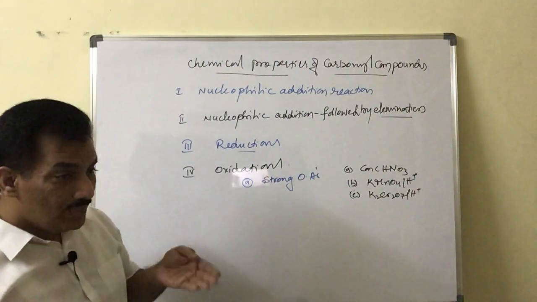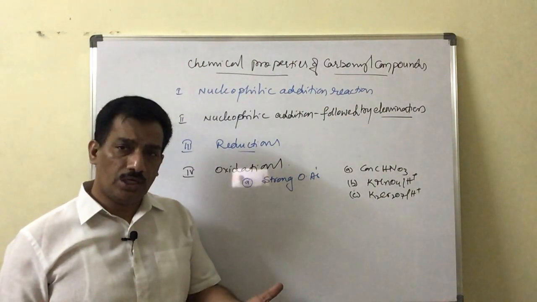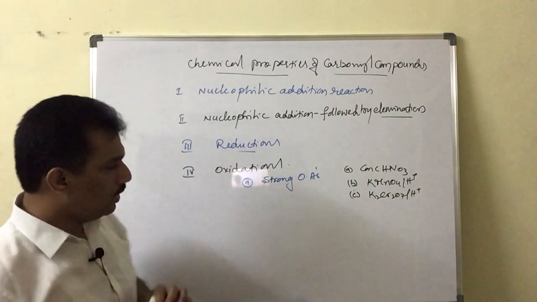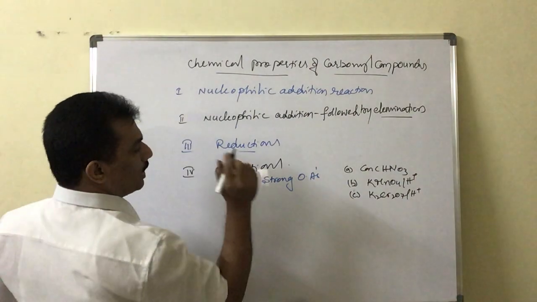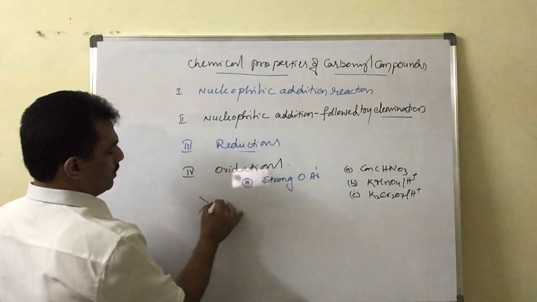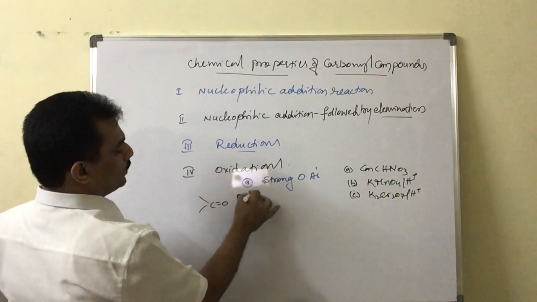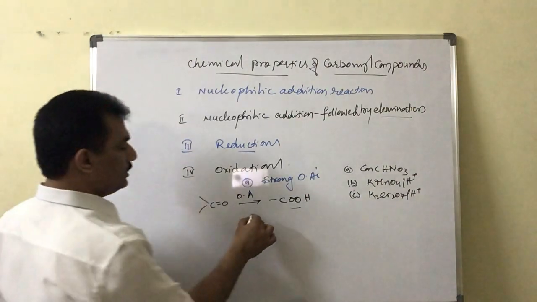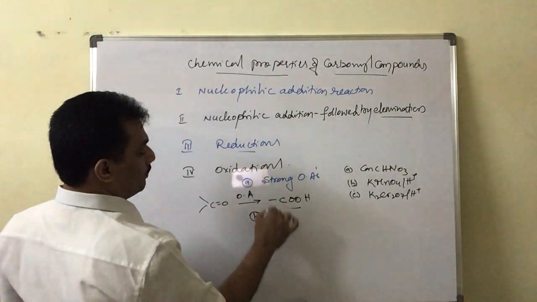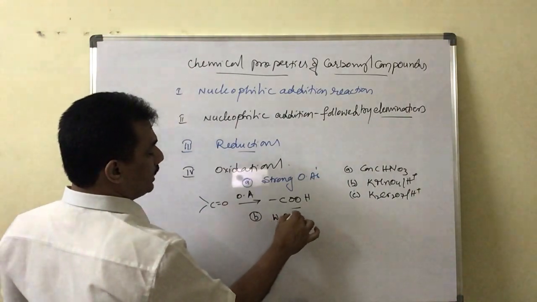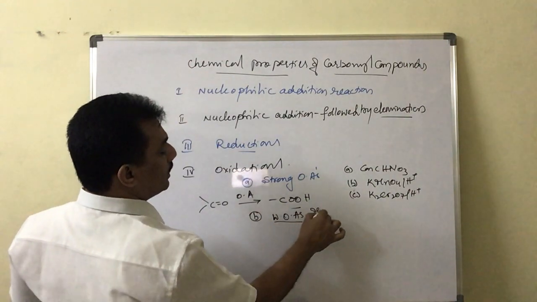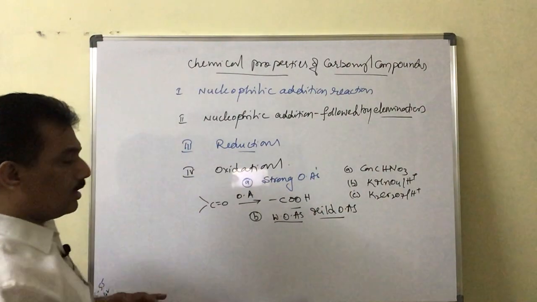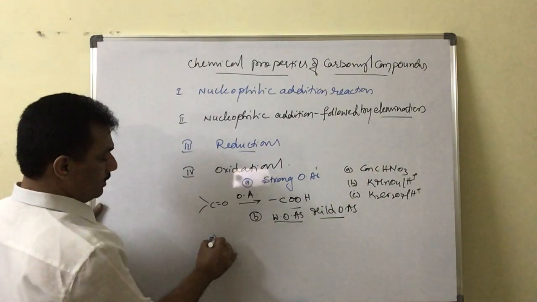Clear? And here, among organic compounds, the highest oxidation state is observed only in carboxylic acids and derivatives. So with this one, the carbonyl compounds, that is C double bond O, will be oxidized to COOH, like this. And the next one is weak, that is, moderate or mild oxidizing agents. Here these mild or moderate oxidizing agents are again two kinds.